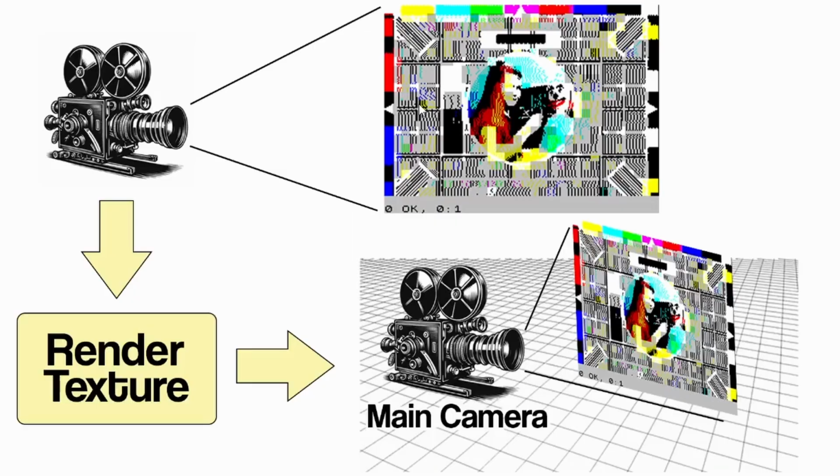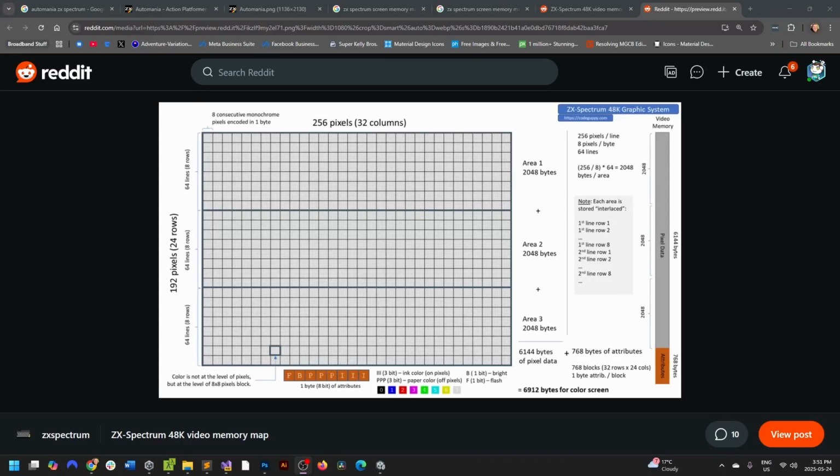Let's start creating this render texture. I should point out, however, that the ZX Spectrum screen is 256 pixels across by 192 pixels down. However, every pixel doesn't get a color. Every pixel shares it with another 64 pixels. So the 8x8 grid that makes up a character, that is where the spectrum color comes from.